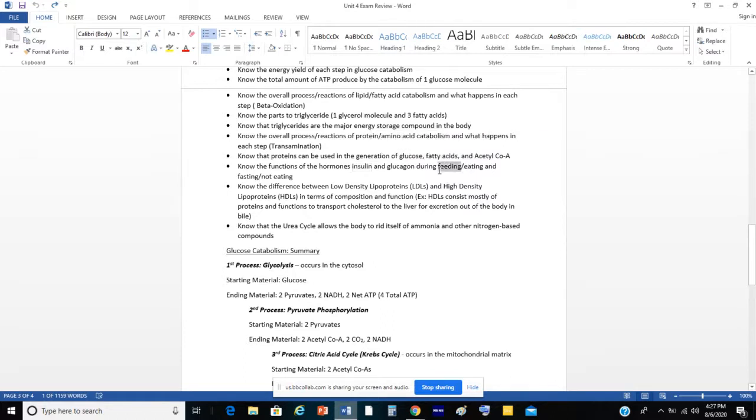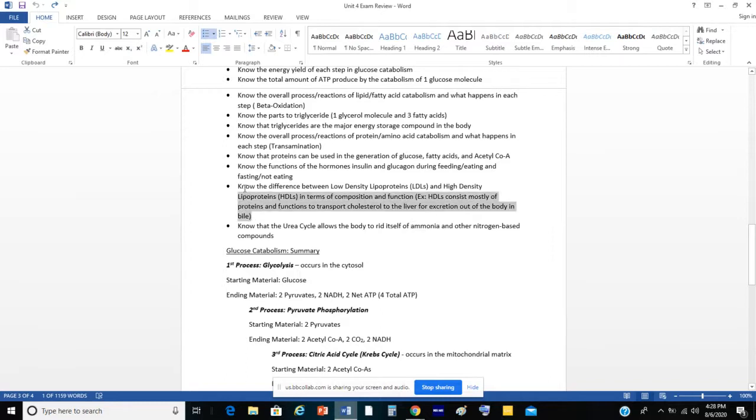When you're eating, we call that the feeding or eating state. When you're not eating, we call that the fasting or starvation state. So when you're not eating, starving or fasting, your blood sugar levels are low, so you'll release glucagon to raise it. And when you're eating, you release insulin to drop it. And then the last things we talked about, we kind of mentioned the citric acid cycle is a way of getting rid of your nitrogen in the form of ammonia and your urea.